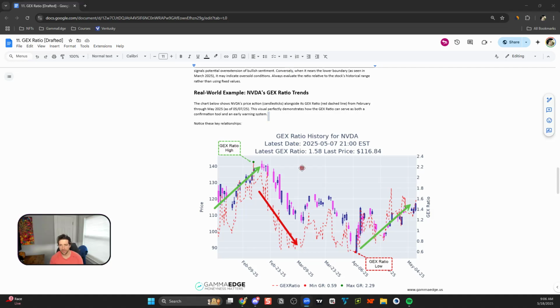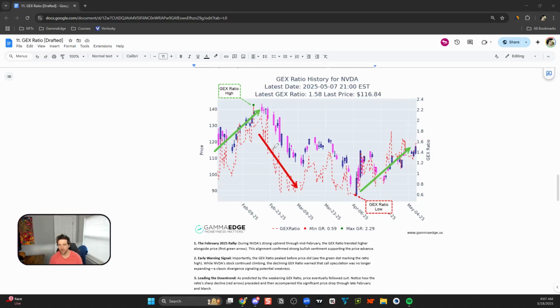Next example is NVIDIA. So here we're looking at February to May 2025. A couple of key signs. Obviously, we had the strong rally in February. We made a GEX ratio high, but then, when spot price made a high, the GEX ratio did not make that same high. Again, kind of like that Apple example. That's kind of an early warning sign.